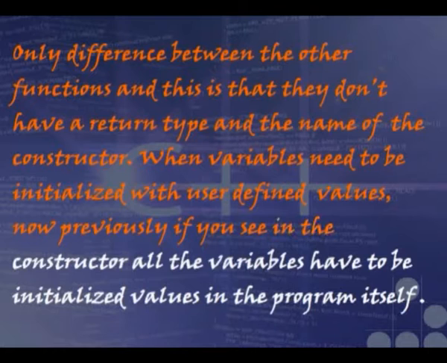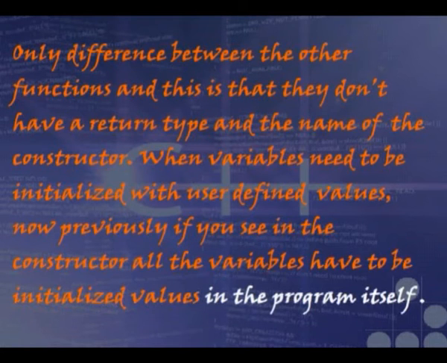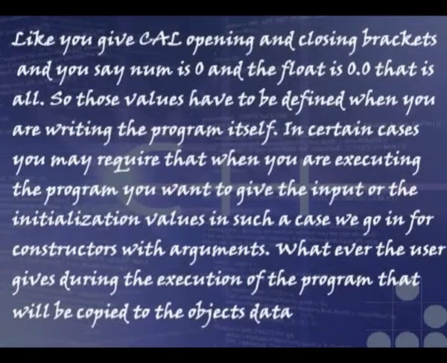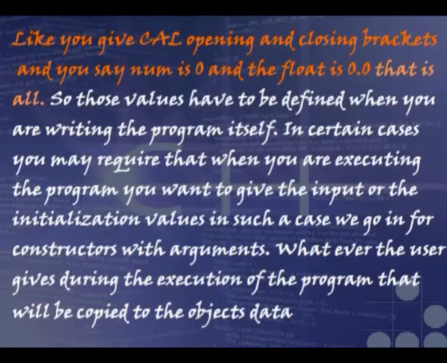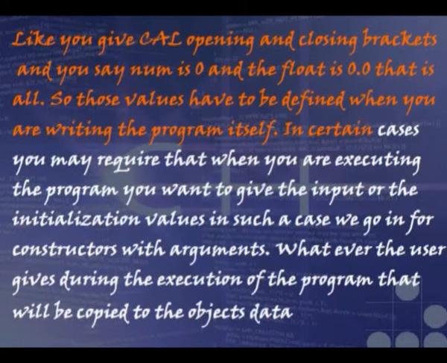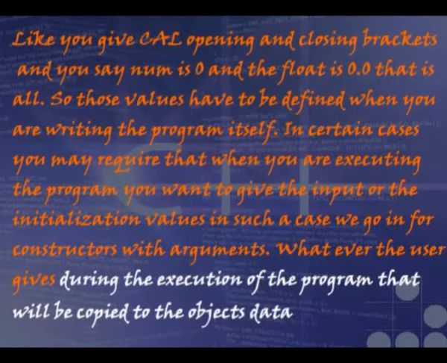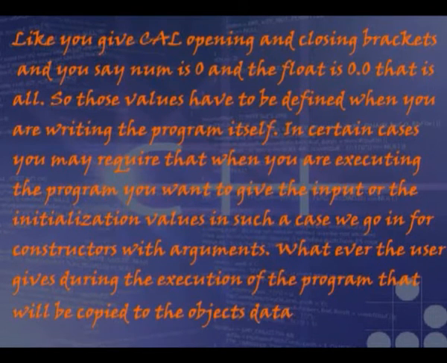Now, previously, in the constructor, all the variables had to be initialized with values in the program itself. Like you give Cal, opening and closing brackets, and you say num is 0 and float is 0.0, that is all. So, those values have to be defined when you are writing the program itself. In certain cases, you may require that when you are executing the program, you want to give the input or the initialization values. In such a case, we go in for constructors with arguments. Whatever the user gives during the execution of the program will be copied to the object's data members.